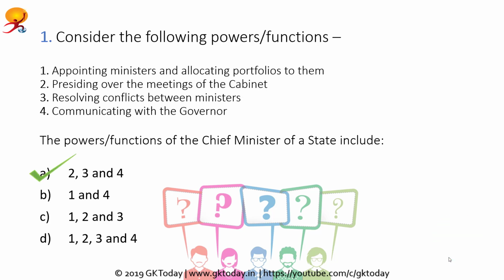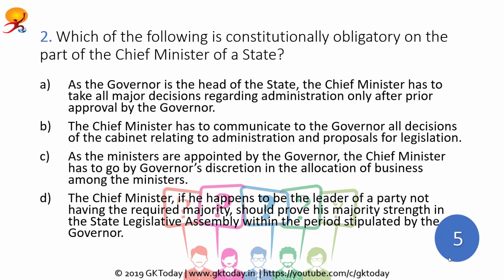And the correct answer is 2, 3 and 4. Appointing ministers and allocating portfolios to them is something that is done by the governor on the advice of the chief minister. So constitutionally, this is not a power of the chief minister. However, presiding over cabinet meetings, resolving conflicts and communicating with the governor are all duties of the chief minister.